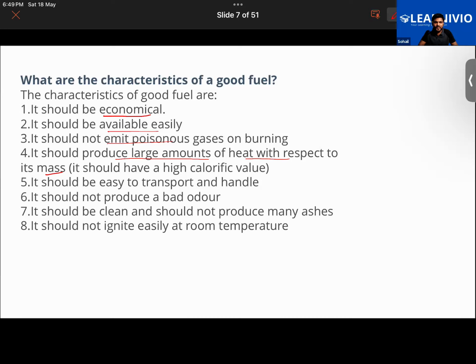Getting my point? For example, if I talk about different kinds of fuels, liquefied petroleum gas has a calorific value of 55,000. Compare it with kerosene. Kerosene has a comparatively lower calorific value, normally somewhere around 45,000. Getting my point? By the way, first of all, you should understand what a calorific value is.